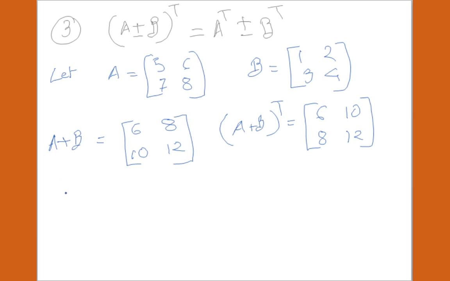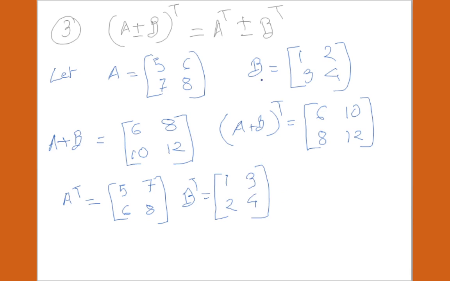Now right hand side, A transpose. A transpose will be 5 6 7 8. B transpose is 1 2 3 4. So A transpose plus B transpose is equal to 5 plus 1 is 6, 7 plus 3 is 10, 6 plus 2 is 8, 8 plus 4 is 12. So 6 10 8 12, the same.